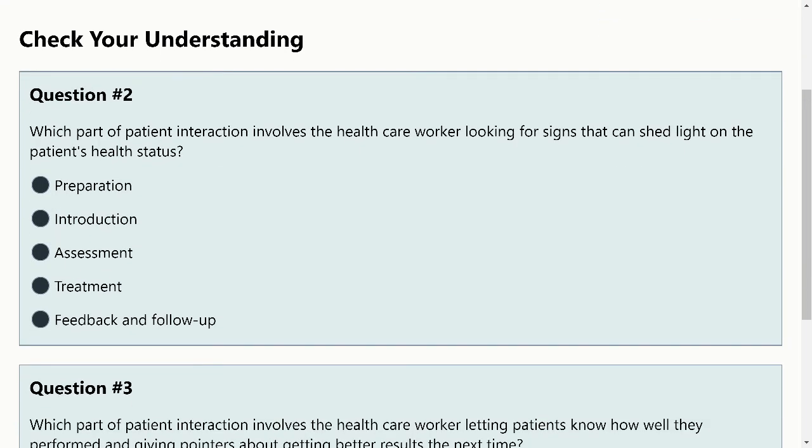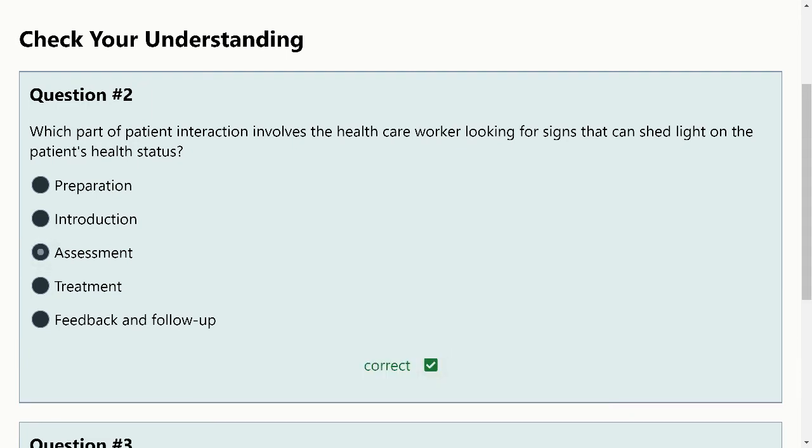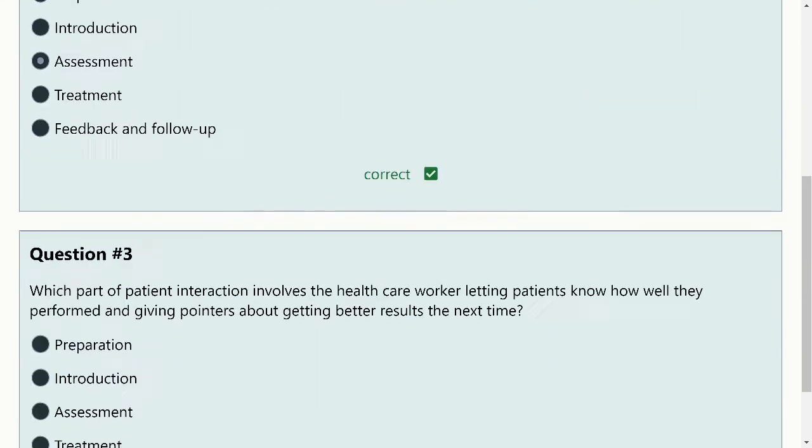Which part of patient interaction involves a healthcare worker looking for signs that can shed light on the patient's health status? So that's them physically looking at you, probably taking your blood pressure, taking your pulse, respiration, oxygen level. That's what an assessment is.